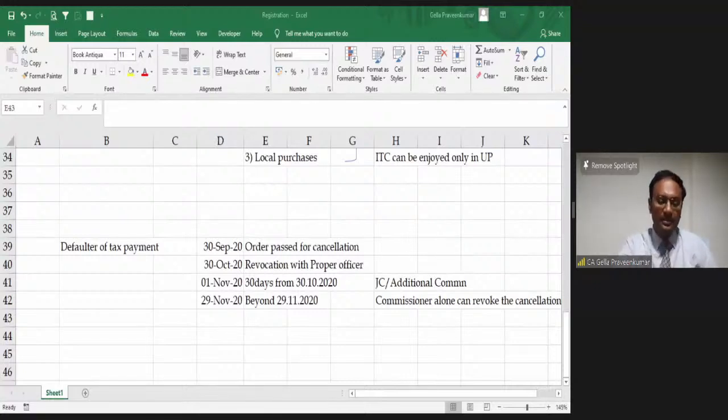Now, from examination point of view, what is that we need to remember? What is that we need to have clarity? Let me see before we talk about this, any questions further?